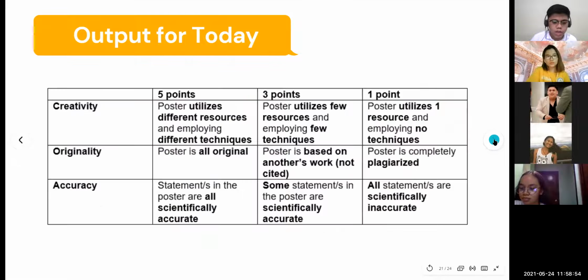Okay, to give you the rubrics, this is the rubrics. You can take a screenshot or a print screen so that you would be guided. So I think screenshot is okay na.